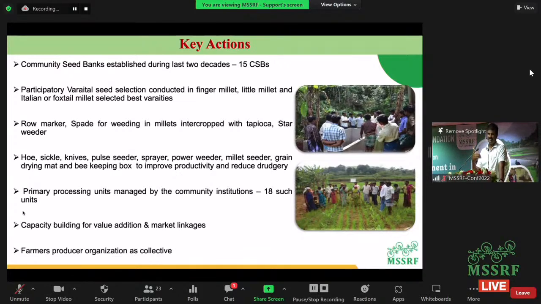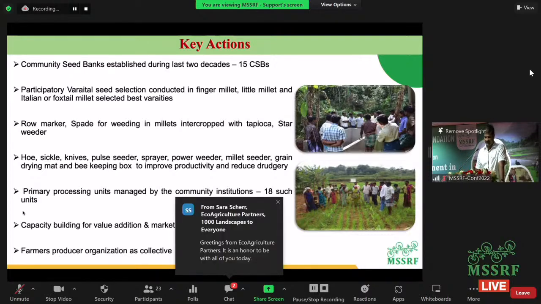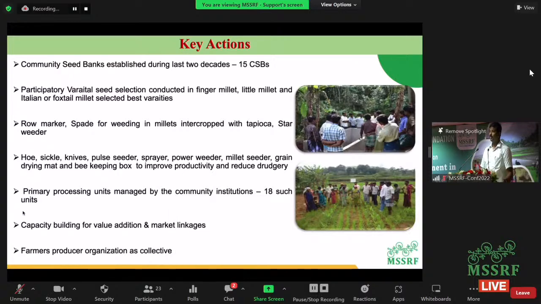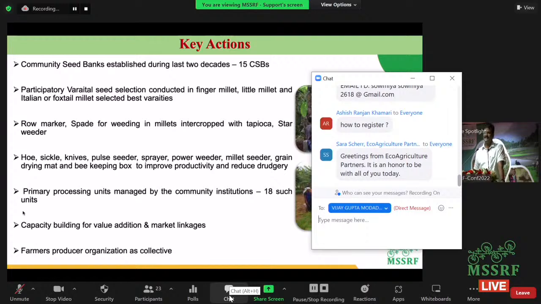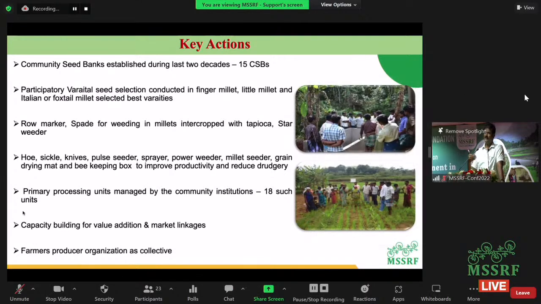And the second one is on-farm operations. We observed that the operations in that area were not up to the mark, and we introduced some on-farm interventions, something like a row marker, a spade for weeding in millets, intercropping with tapioca. Tapioca is a major crop in that particular area. A star weeder, and other things like hoe and sickle, using all those things in a better way to improve productivity of millets in a particular unit of area.